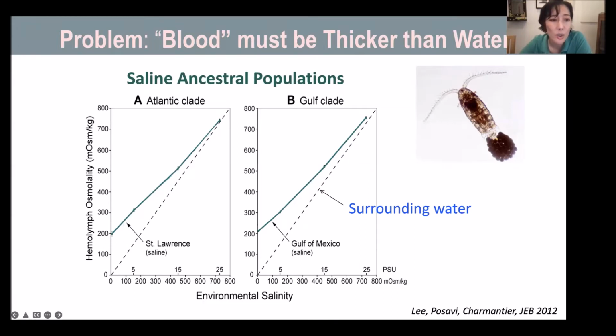So let me ask you, what do you think the freshwater invading population, the freshwater derived population would look like? Would its hemolymph osmolality be higher under freshwater or lower than their ancestor? What do you think? How many of you think higher? How many of you think lower? I would think the same. The same. That's an interesting answer.